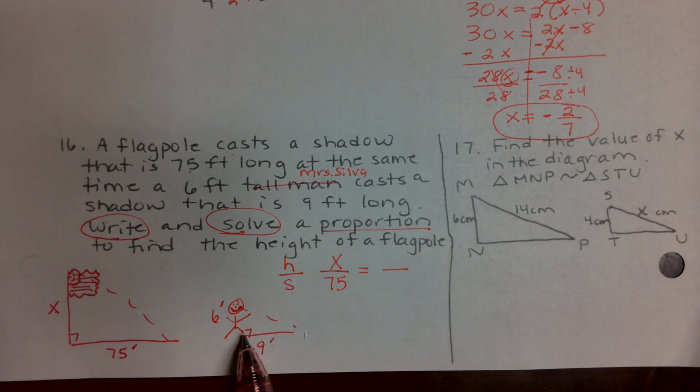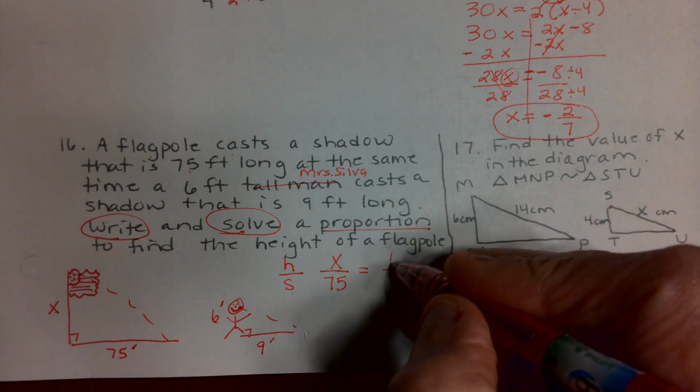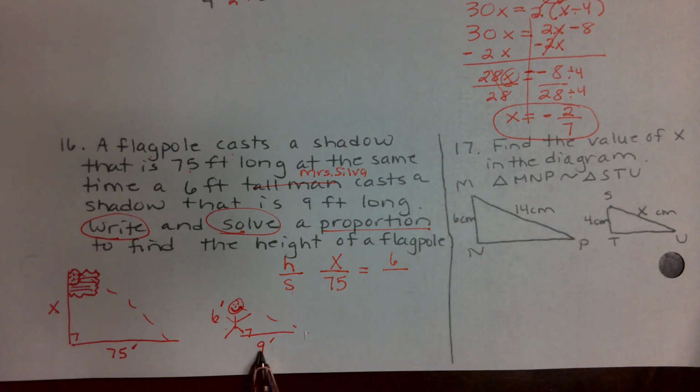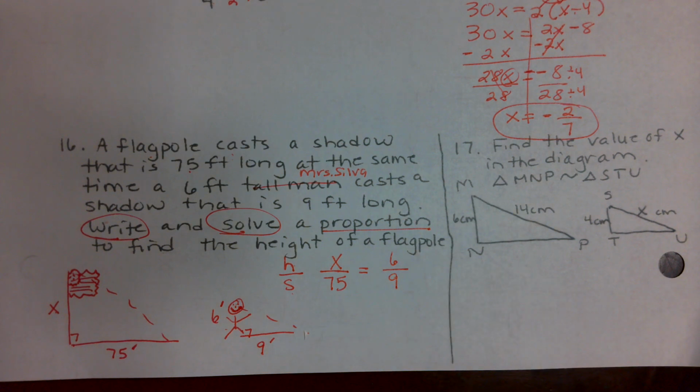Then I go over to the other triangle, and I'm going to put the height again on top. The height is 6 feet of myself, and my shadow is 9 feet. That goes on the bottom. There is a slightly different way you could have set them up. You could have went x over 6 equals this over this, and it would still work out the same. But this is probably the clearest way to think of it as height over shadow, height over shadow.